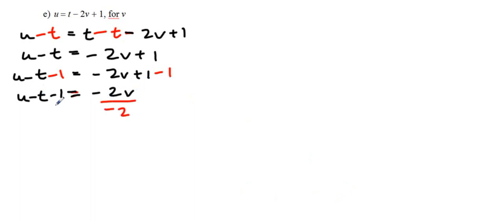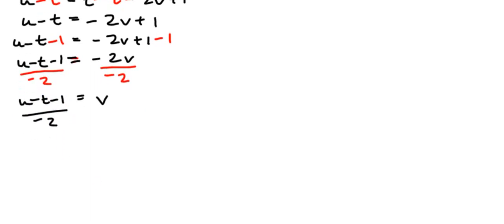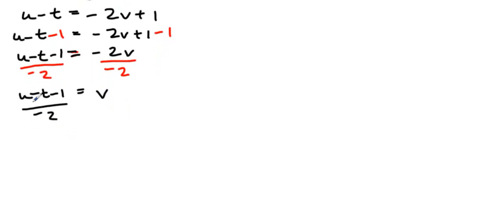Alright, and last step, all we're going to do now to get v by itself is just divide through by minus 2. And again, we divide the whole thing through by minus 2. So this ends up being v equals u minus t minus 1 all over negative 2. So that would be acceptable to leave it like that in my books. Or if you don't like the negative in the bottom, distribute that negative through the top, and you would end up with negative u plus t plus 1 all over 2 is equal to v.